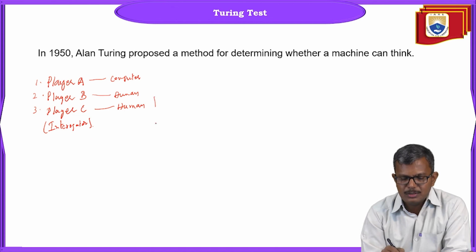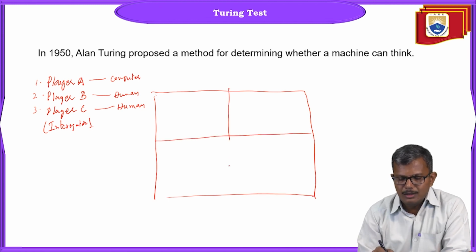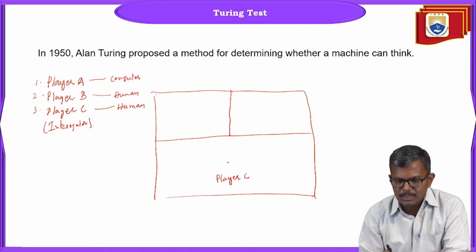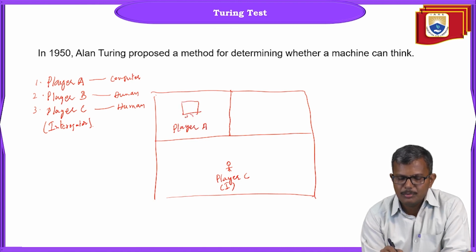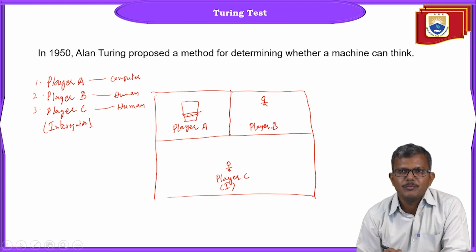So how the scenario will be, you see, there are three different rooms. Here there will be player C. We call him the interrogator. This interrogator is also human. In the other room there will be player A. He is not human, but he is a computer. In the other room, there is one more person. He is represented as player B.